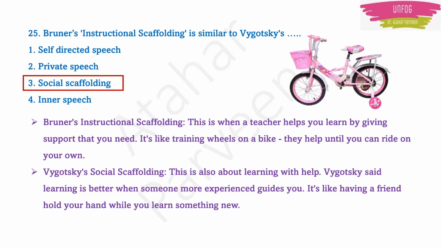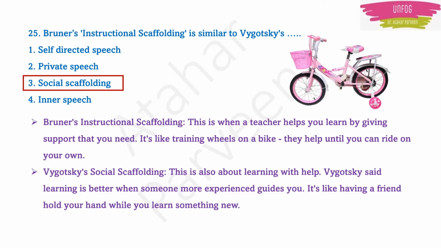child is trying to learn cycling, nowadays on those small cycles they are giving two supporting wheels, right? So they are helping you until you can ride that bicycle on your own. Once the child learns cycling very nicely, then you can remove those supporting or training wheels. Then the child can run that bicycle on two wheels only. Okay, so that type of help or instruction is known as Bruner's instructional scaffolding. This is his idea, I mean to say Bruner's idea of instructional scaffolding.